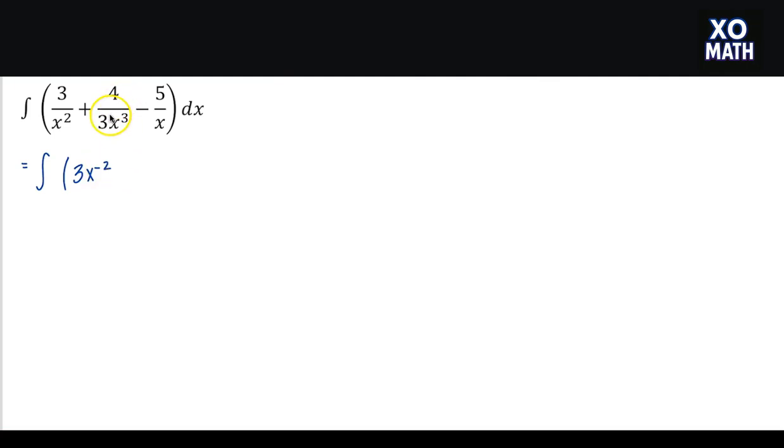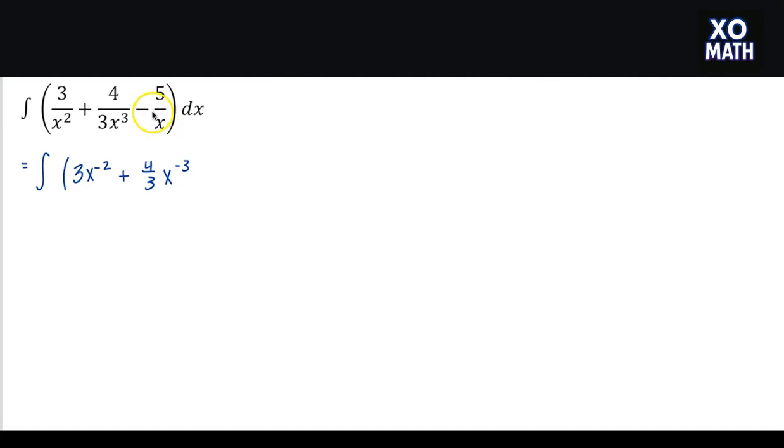sign. The next term, 4 over 3x cubed, I'm going to keep the coefficient 4/3 in the front and bring the variable x to the top, and again, the negative 3 exponent will appear because I'm moving x cubed to the other side of the fraction bar.